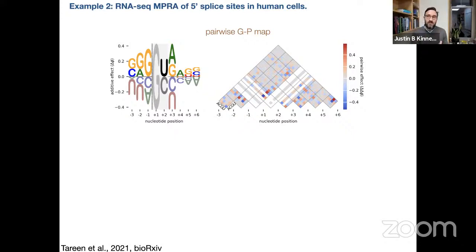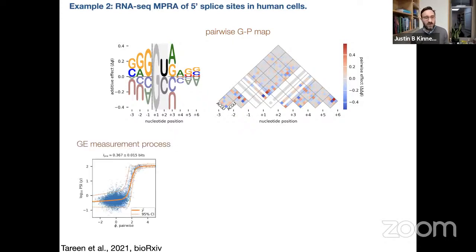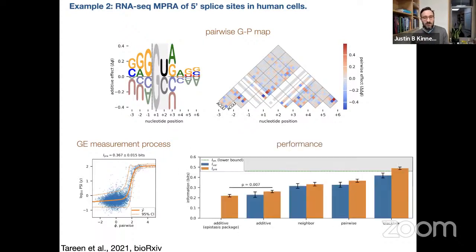There's an additive component to this map, as well as a component that describes interactions between all possible pairs of positions within this non-nucleotide sequence. And I'm showing the inferred model here. This is the inferred GP measurement process.